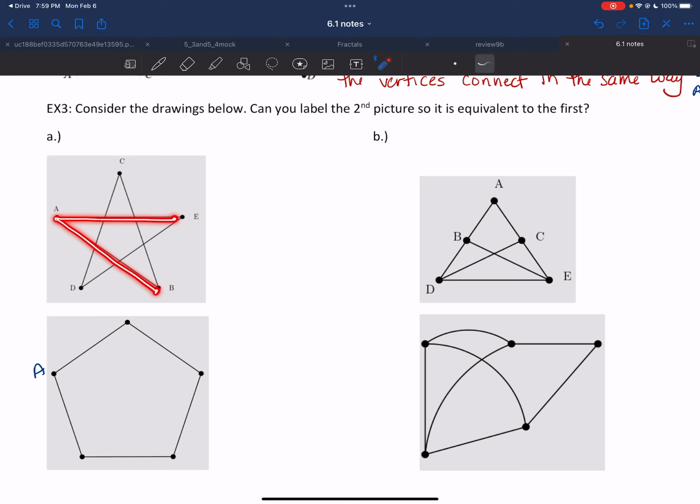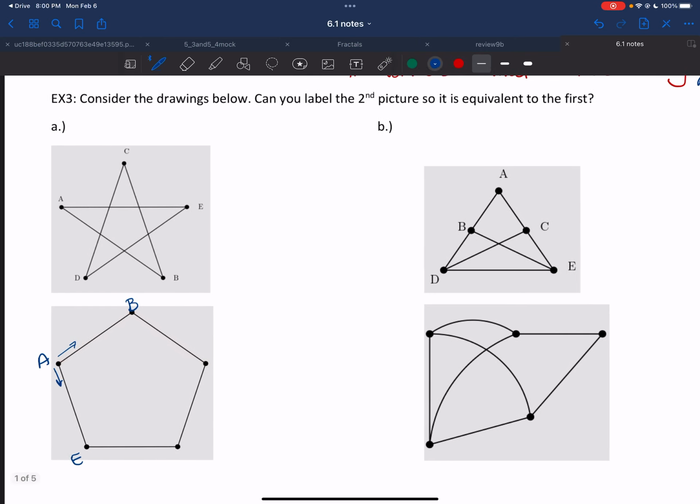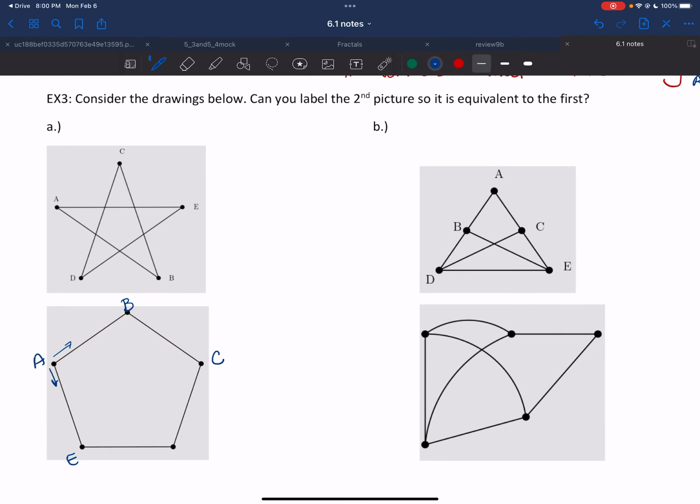A goes to E, and A goes to B. So what I'm going to do, A goes to B, and A goes to E. All right, so now let's look at B. From B, I came from A to B, and I went from B to C. So I'm coming from A, and then I'm going to C. All right, so I think I'm going to see a path here.